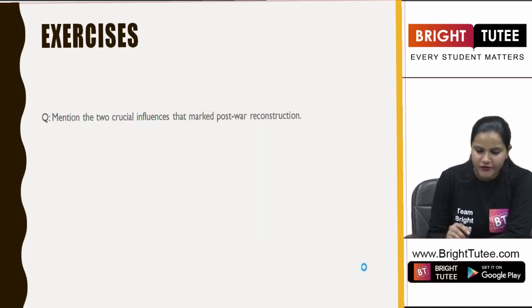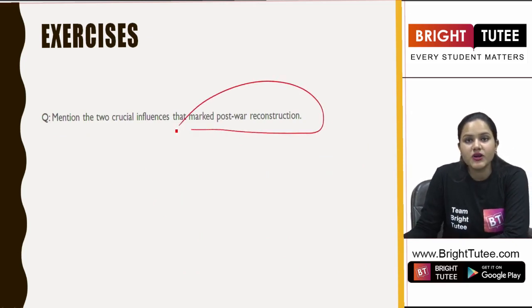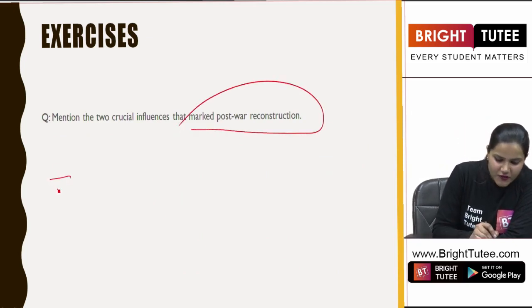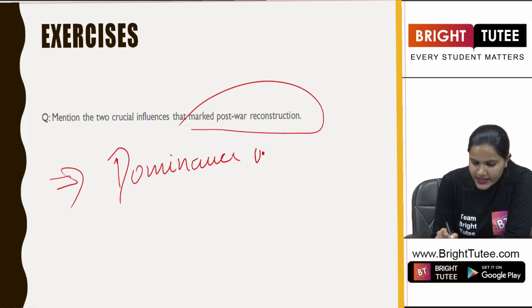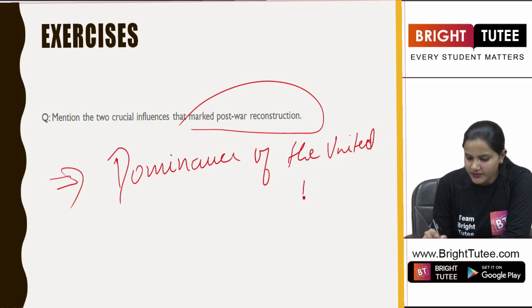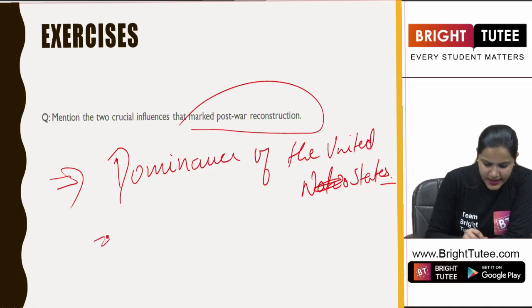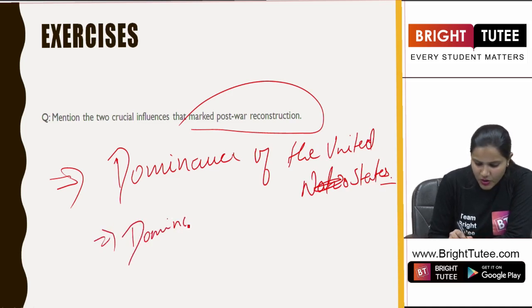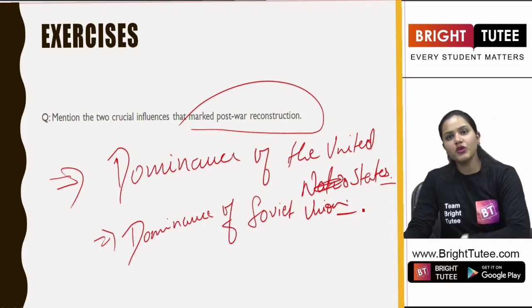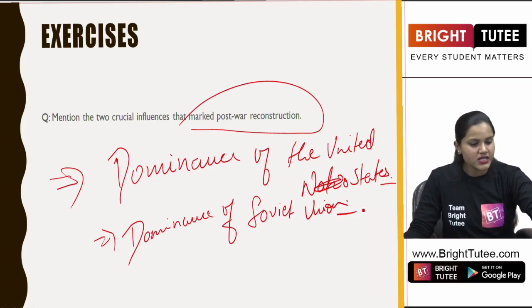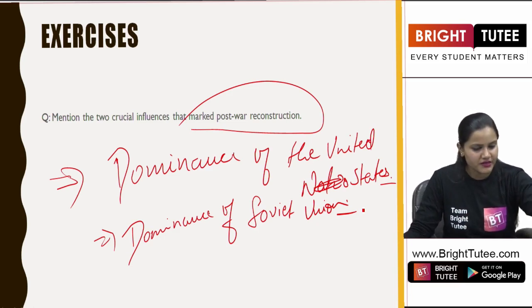Mention the two crucial influences that marked post-war reconstruction. Now what is the answer here, students? The first will be dominance of the United States in social, economic, political arena. The second will be dominance of the Soviet Union after defeating Nazi Germany in the Second World War. So this is what you have to answer here. Give 2 or 3 lines, that would suffice here.